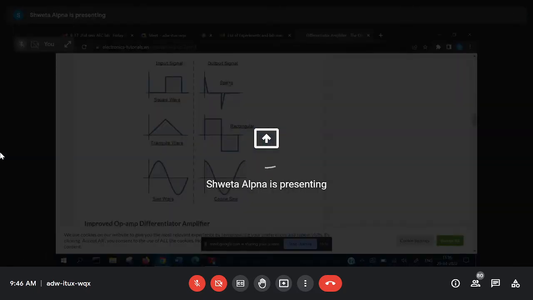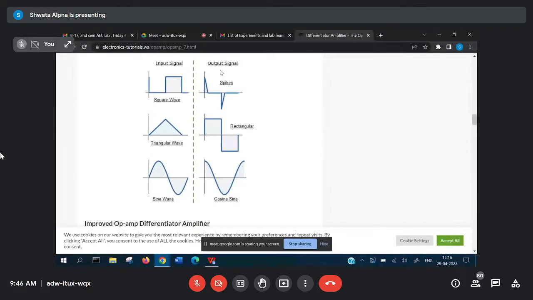Okay, are you able to see the screen? This input signal, output signal? Yes, ma'am.